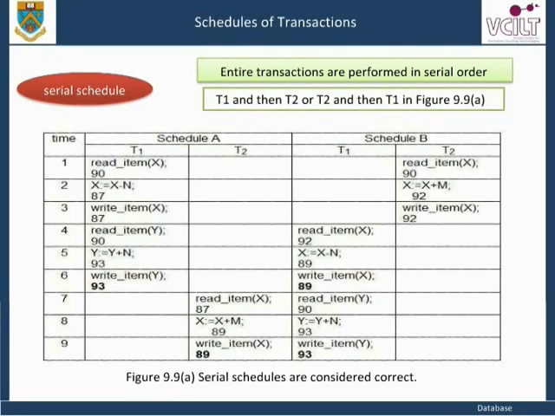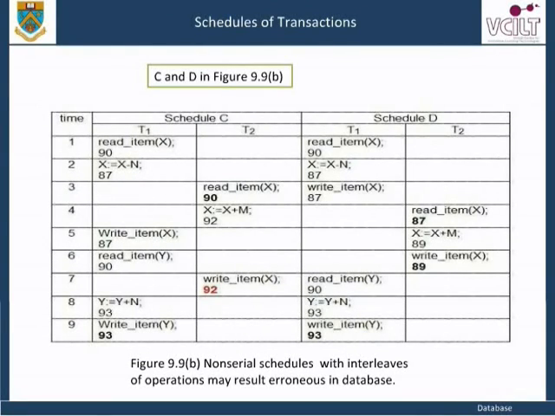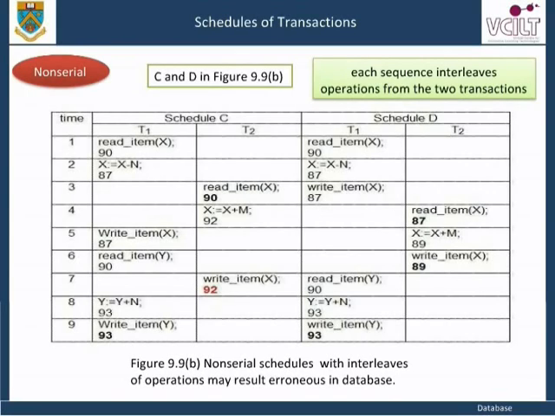Serial schedules are considered correct. Schedules C and D in Figure 9.9b are called non-serial because each sequence interleaves operations from the two transactions. Non-serial schedules with interleaving of operations may result in an erroneous database.